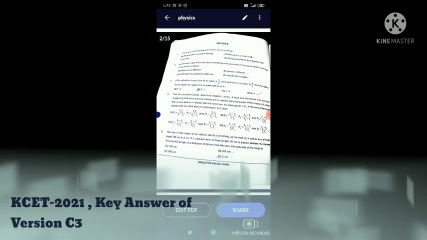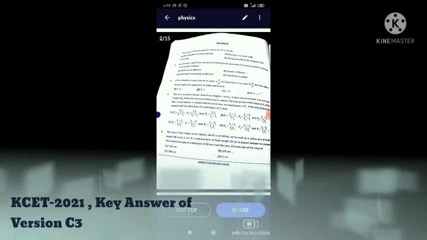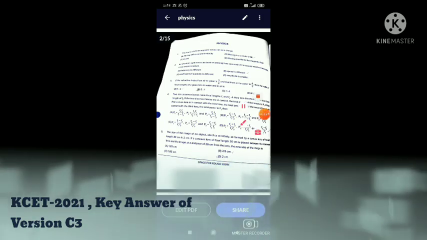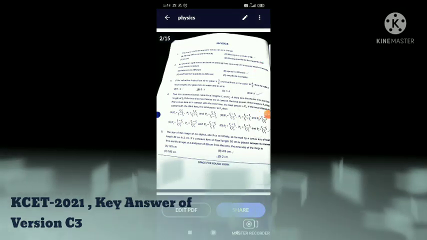In a refraction, light waves are bent on passing from one medium to second medium, because in the second medium... the answer is option B. Next we will move to the third question.